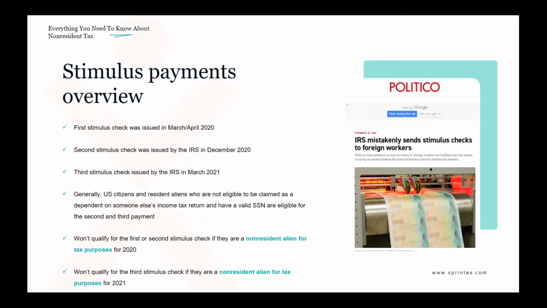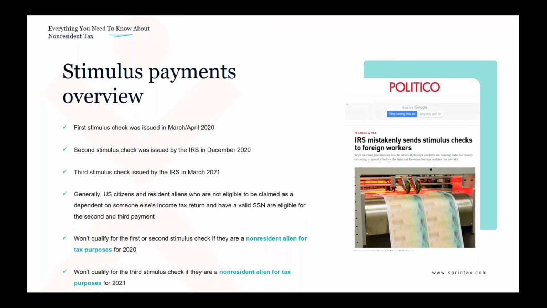The stimulus payments were something that we saw make the headlines over the last 2 years, with non-residents receiving these incorrectly, where they might have filed incorrectly as a resident in the past. So in the eyes of the IRS, they were a resident for tax purposes, which resulted in them incorrectly receiving the stimulus check. We saw the first stimulus check issued around March or April 2020, the second check issued by the IRS in December 2020, and the third check issued in March 2021.